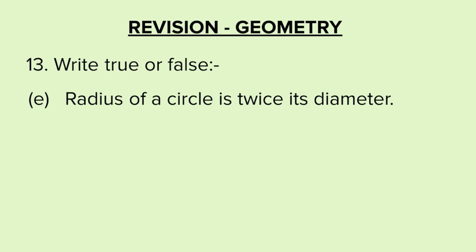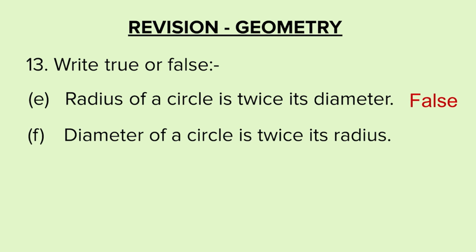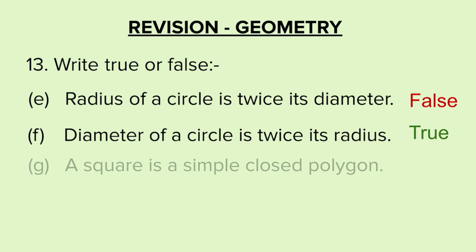Moving on, the radius of a circle is twice its diameter. Radius twice the diameter means R is equal to 2D. No, that is incorrect. So this is false. The diameter is twice the radius. So we will write false here. Moving on to the next one. The diameter of a circle is twice its radius. That means D is equal to 2R, which is correct. We will write true.